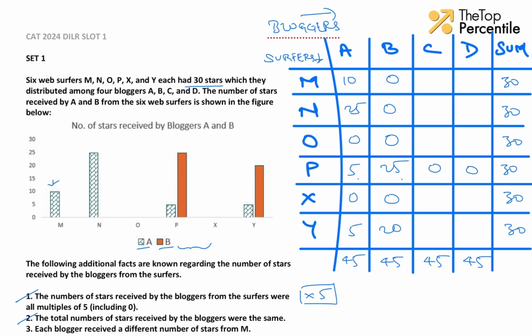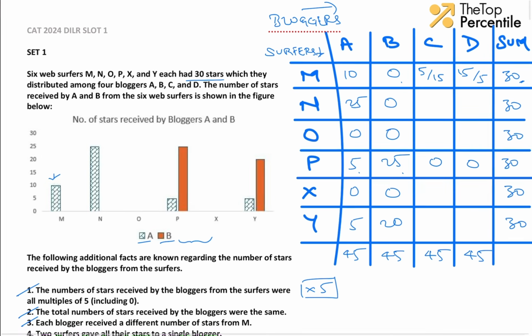Each blogger received a different number of stars from M. Okay, so M has already given 10 and 0 stars. I want to get to the sum of 30. So can it be 0 and 20? No, it can't be because I already have 0 here. So the next is 5 and 15. Yeah, it can be 5 and 15. So C can be 5, then D will be 15, and if C is 15, D will be 5. So I have both the cases. So the third point is also taken care of.